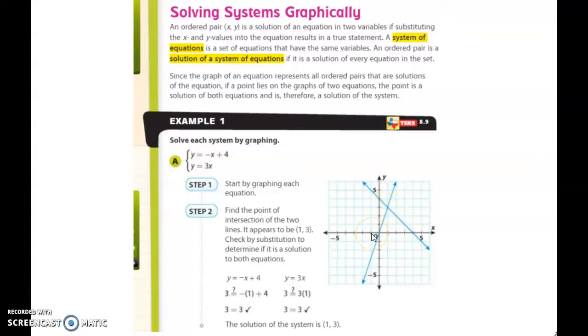So if we look at this example, we see that in that first equation right here, it says y is equal to negative x plus 4. And the next equation says y is equal to 3 times x. It says that we're going to start by graphing each equation. Now we know, because y is equal to mx plus b, that this part of this equation is going to be our b value, or our y-intercept. So we would start here by plotting 4.